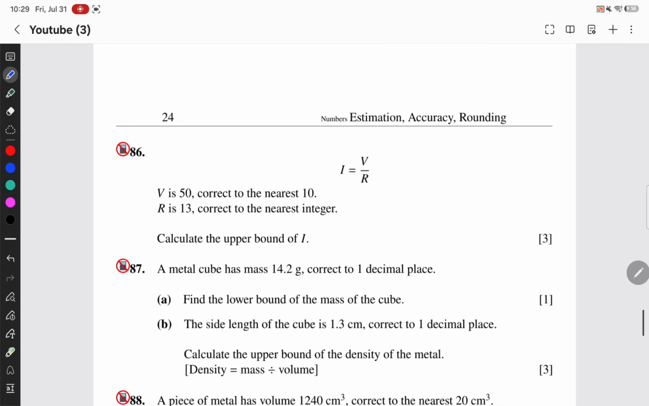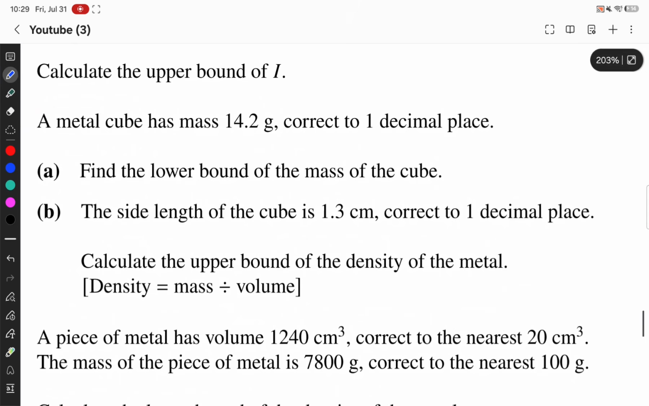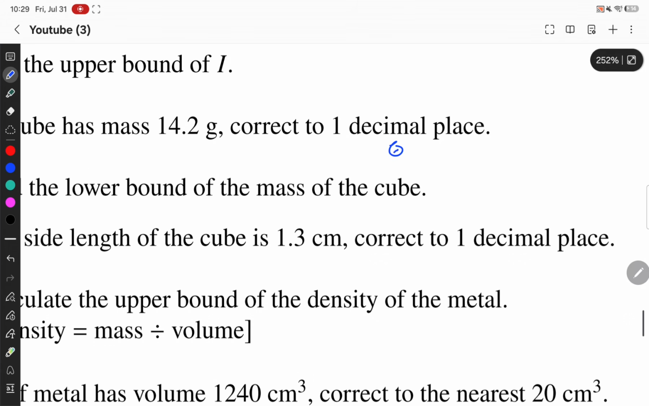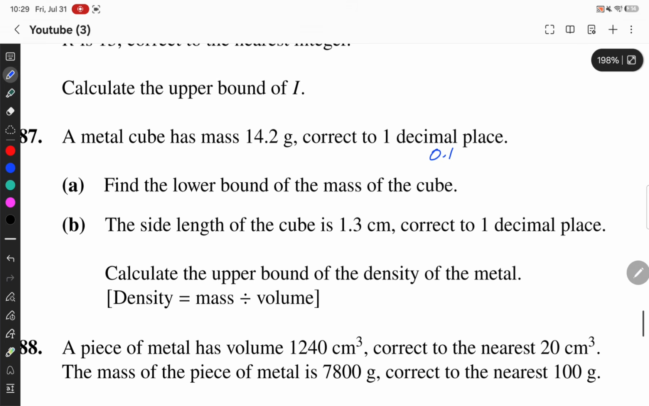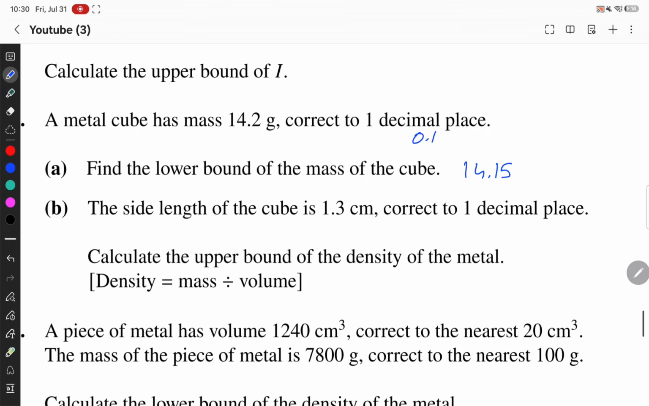And let's do a third question. A metal cube has a mass of 14.2 grams, correct to one decimal place. The lower bound of the mass of the cube is 14.2 minus 0.1 over 2, which is equal to 14.15, right? The side length of the cube is 1.3 centimeters, correct to the 0.1 decimal place. Calculate the upper bound of the density of the metal.